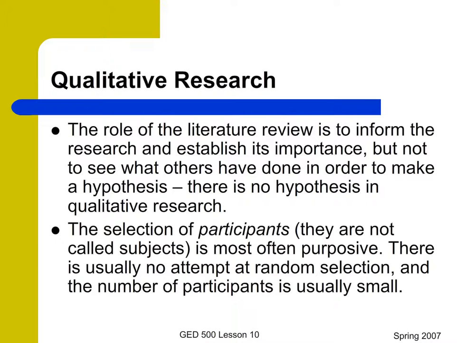And most of this is purposive. So you will find people that serve a particular purpose for the research. There really isn't this idea of random selection. The number of participants, as I said before, is usually small because it's very purposeful. There's a reason that you're choosing the people that you choose.